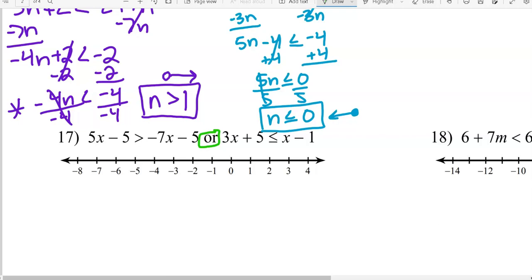All right. Here we go. 5x minus 5 greater than -7x minus 5. What can we do first? Combine or subtract the 7x. Careful, because 7 is already minus, so we're going to add it this time. That's a little different from the problem before. This one's already negative, so we're going to add it over. Now we're adding, so 5 plus 7 is 12.